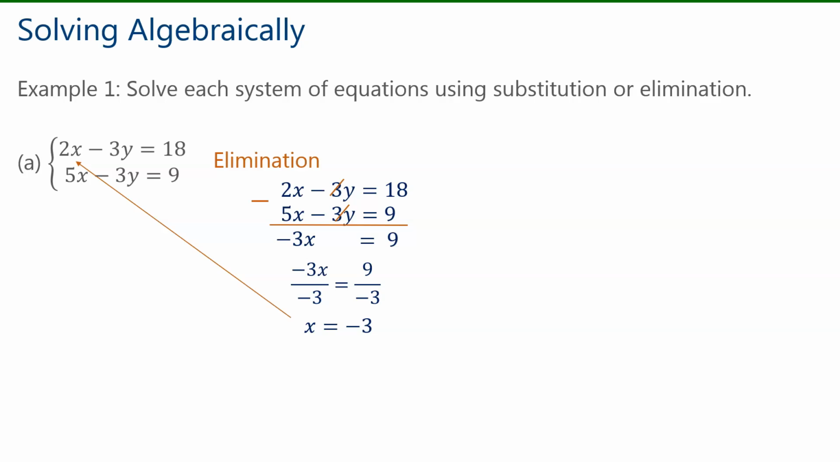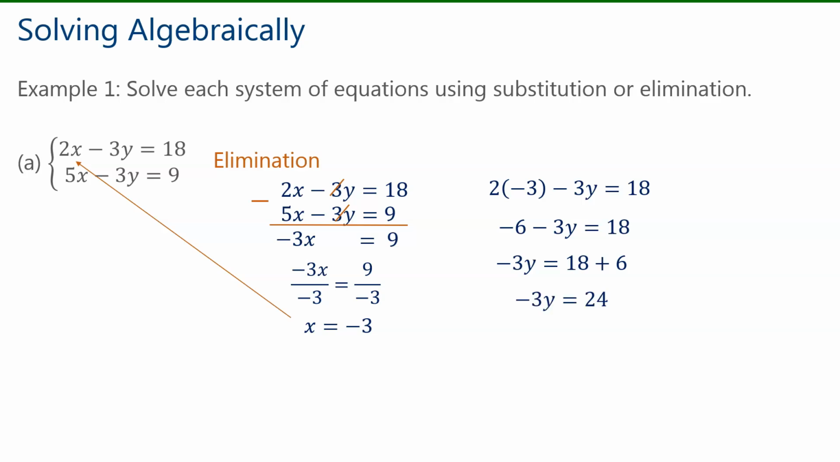Doing that, we would get 2 times -3 minus 3y equals 18. Now multiplying 2 and -3, I get -6. Now let's bring the -6 over to the right-hand side and combine that with 18 to give us -3y equals 24. Now let's divide both sides by -3 so that we can get y equaling -8. So now we can write our solution as (-3, -8). And you can verify the solution by replacing x with -3 and y with -8 into both equations.